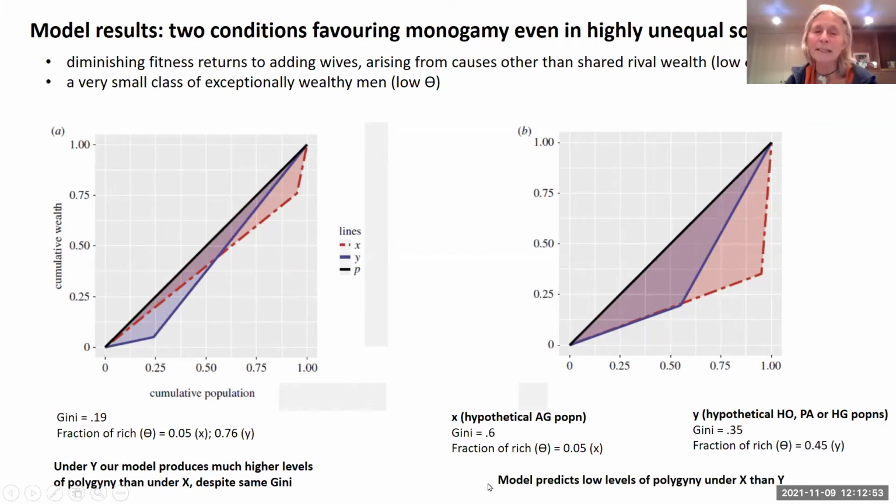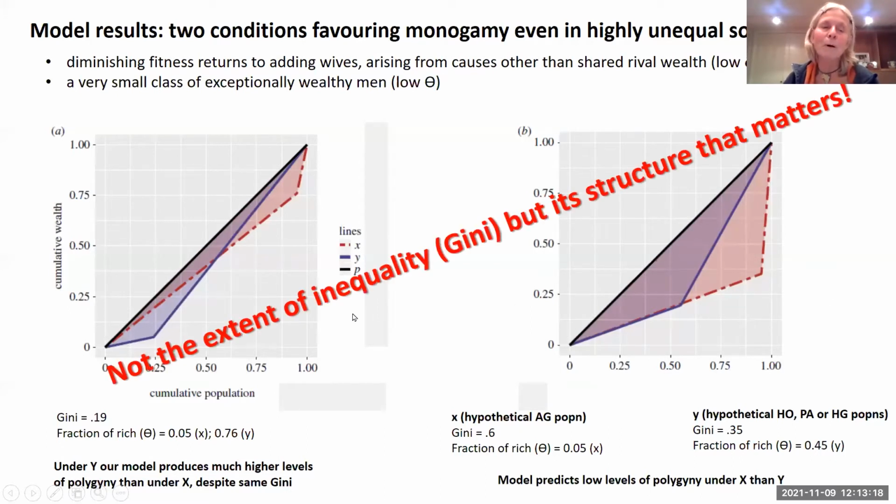Following the same logic, when you run these populations through the model, the model predicts lower levels of polygyny under X, so under this agrarian situation, than under Y, under the horticultural, pastoralist, and hunter-gatherer situation, which is kind of what we're trying to explain. So we were sort of happy with this model. So the point is, it's not the extent of inequality, it's not the Gini itself, but the structure of inequality that seems to really matter for explaining the transition to monogamy in even very unequal populations.